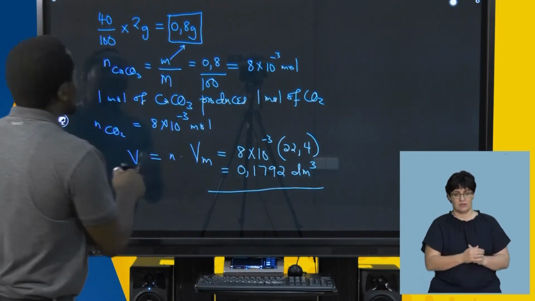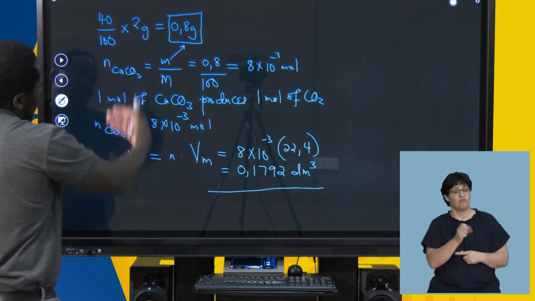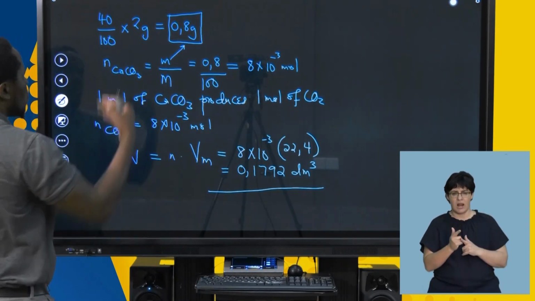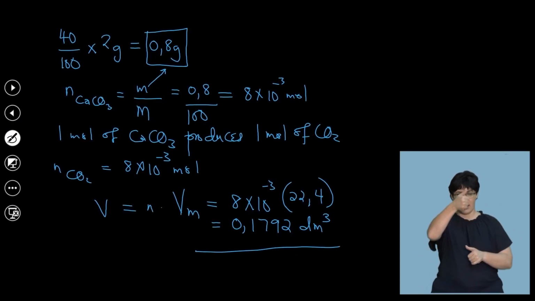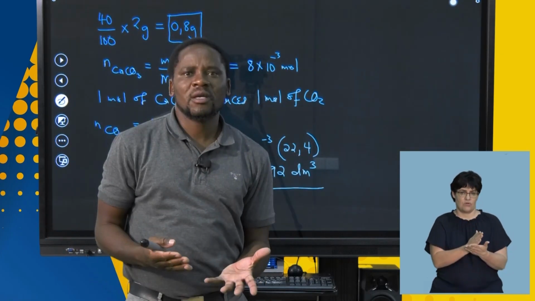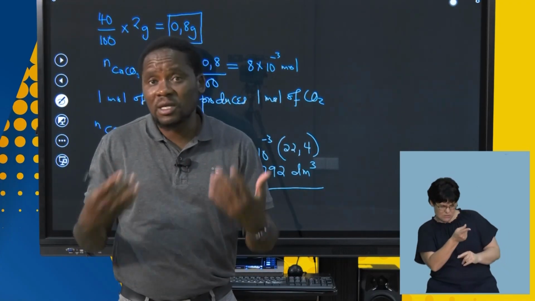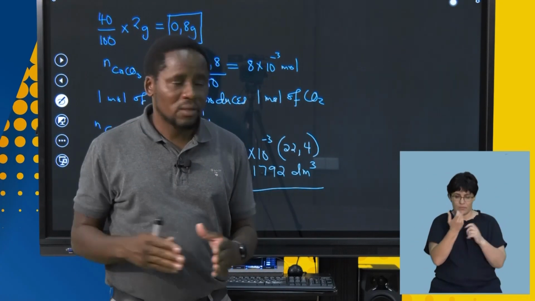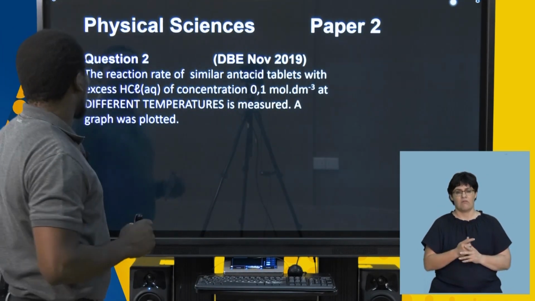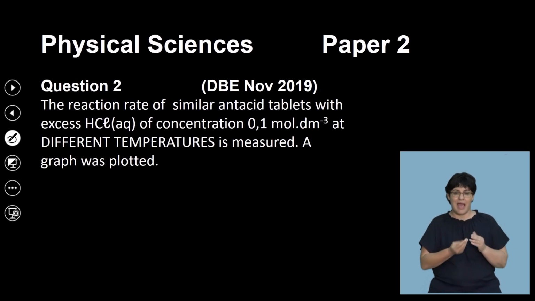So this is a multi-step problem which is actually doable as long as you understand. And if you look at how the calculations have been laid out, I think the scientific argument is very clear. One thing leads to the next. So as you respond to your question, you also need to make sure that the layout of your work is clear, because somebody has to make sense of how you arrived at the answer, and all the calculations need to be shown clearly. Right, and then the rate of reaction of similar antacid tablet with excess HCl of that concentration.